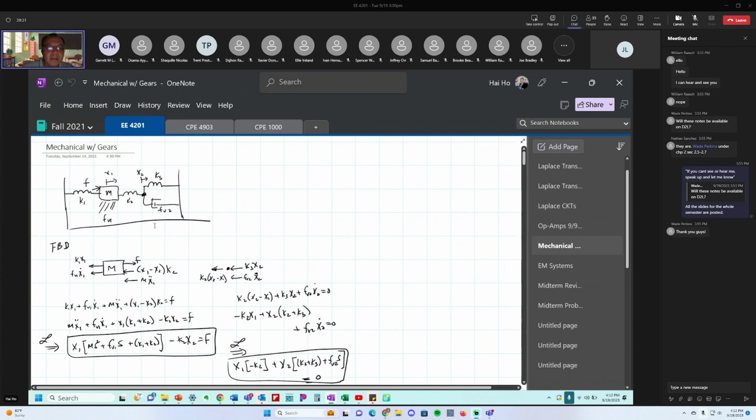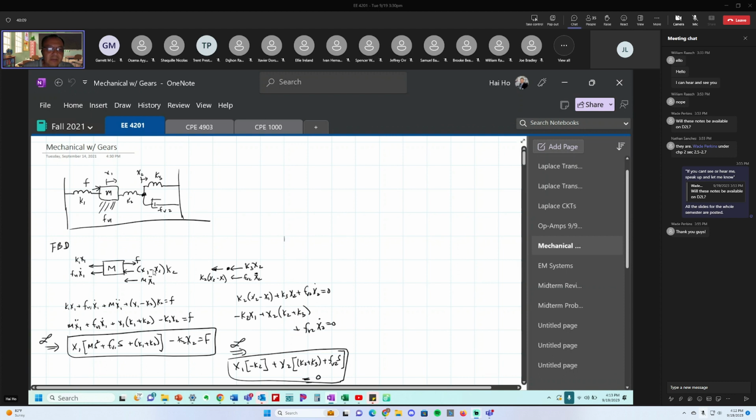Okay. And then there's the friction damper here, which is always on the opposite side of the positive displacement direction, which means that it's going toward the left, FB2 x2 dot. And lastly, if this has a mass, then there will be a force in the left direction, m x2 dot dot. But since there's no mass here, it's simply zero. Okay, so now we have the free body diagram for both nodes.